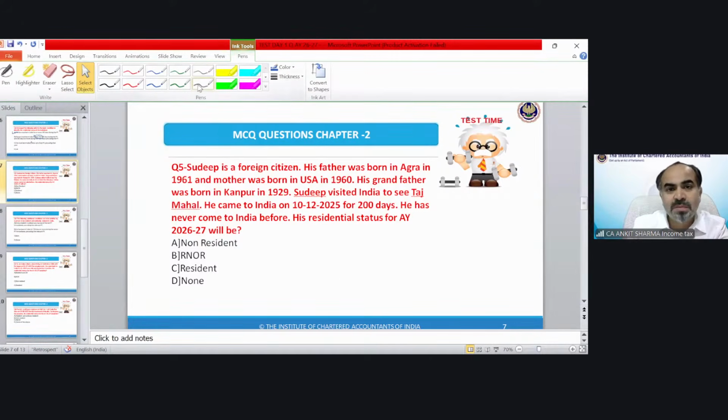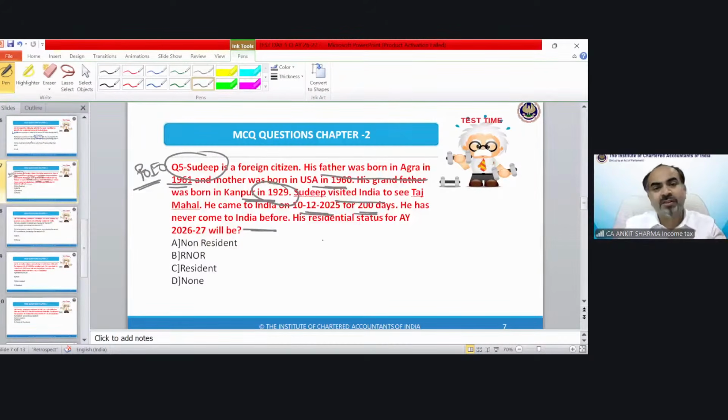It says Sudeep is a foreign citizen. His father was born in Agra in 1961, that means not before partition, and his mother in USA in 1960. His grandfather was born in Kanpur in 1929. So that means Mr. Sudeep is a person of Indian origin. Sudeep visits India to see the Taj Mahal. He came to India on 10th December 25 for 200 days. He has never come to India before. You have to find out the residential status of Mr. Sudeep. So what would be the correct answer in this case?